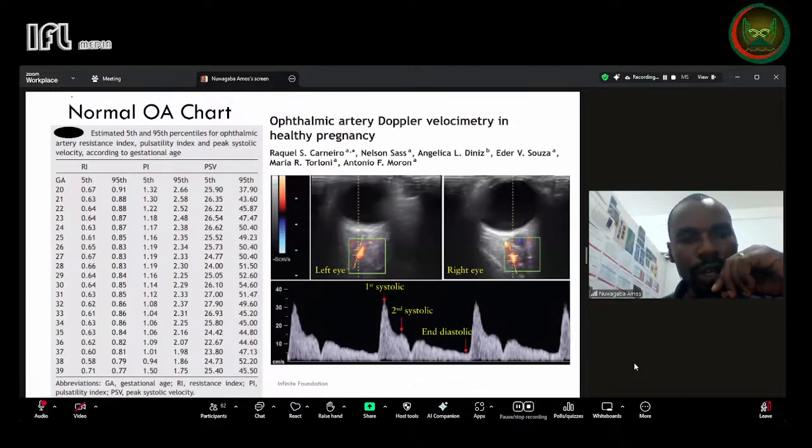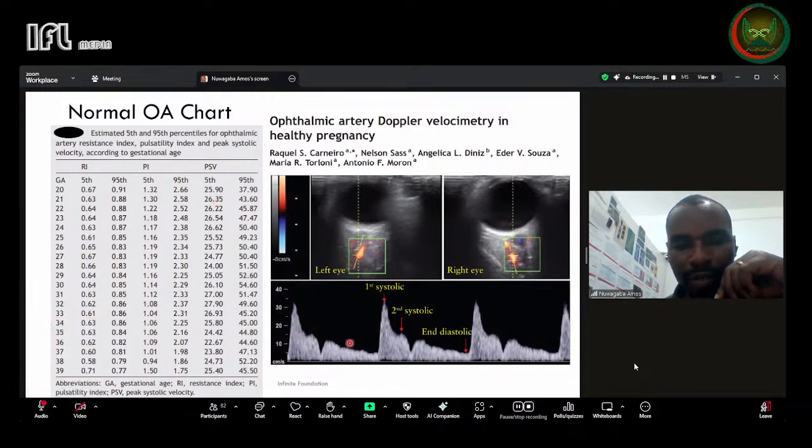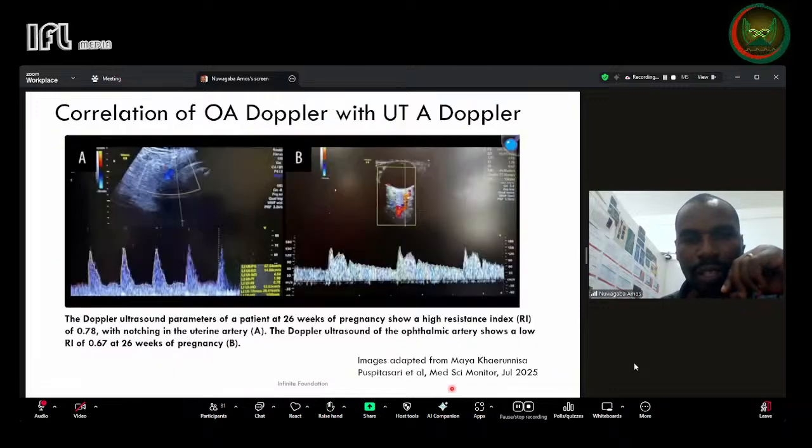So again, we usually make reference to the reference ranges because they act as a guide to interpreting what you have, and at every stage, if you want to know whether the waveform is abnormal, because what can be normal at one point of the gestation can be abnormal at another point, you can only rely on the reference range.